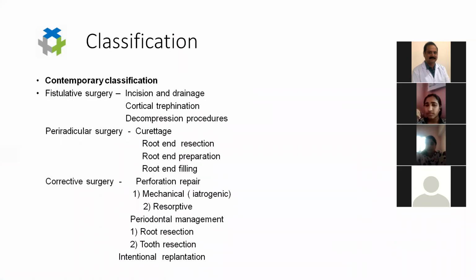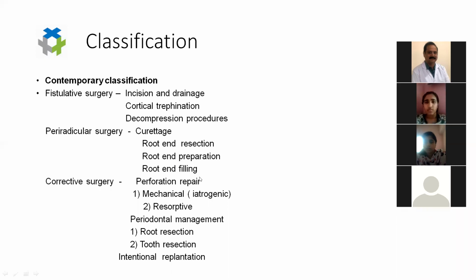The contemporary classification includes incision and drainage, where we cannot do a surgery. For doing any surgery, the tissue should be firm to put incisions. But when there is an abscess, we have to do incision and drainage so that the tissues will heal, and at a later date we can perform the full surgery. Then we have periradicular surgery, and as I told you, it is only an adjunct to non-surgical root canal therapy, maybe 5%.